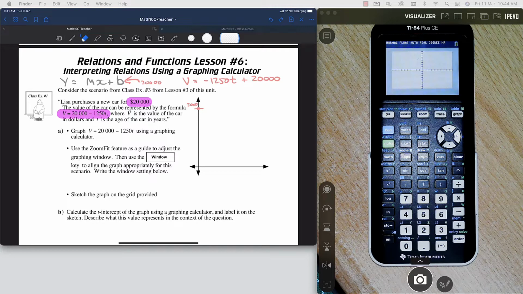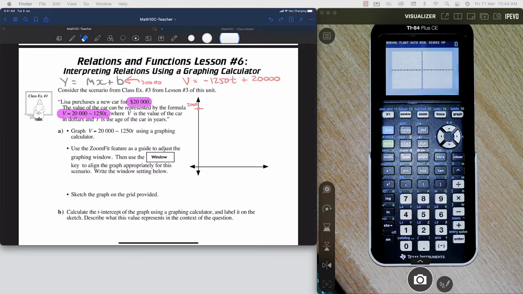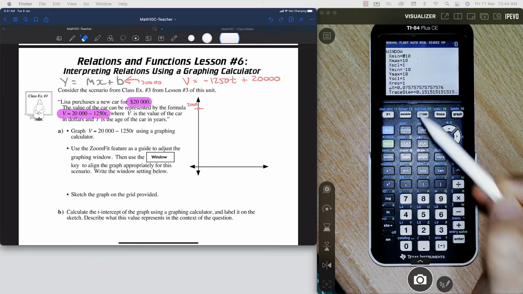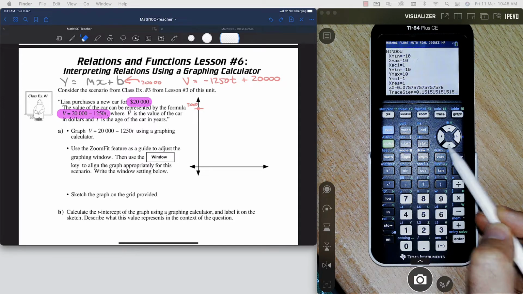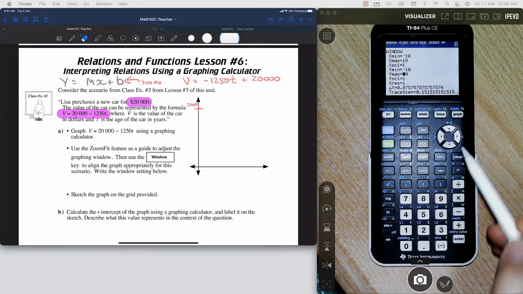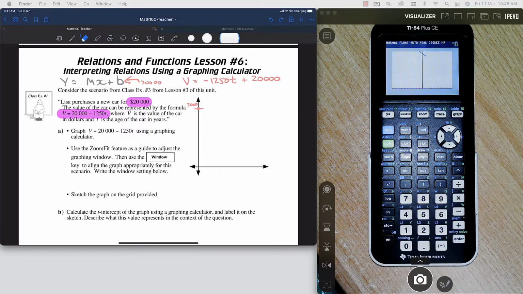And that's because our window right here is set up to negative 10, positive 10 in both the X and Y direction. So I need to go into the window, and the easiest one to set right now is going to be our Y max. We know it's going all the way up to 20,000, so I'll go down to my Y max and set that to a little bit above that, like 21,000, and graph that again.